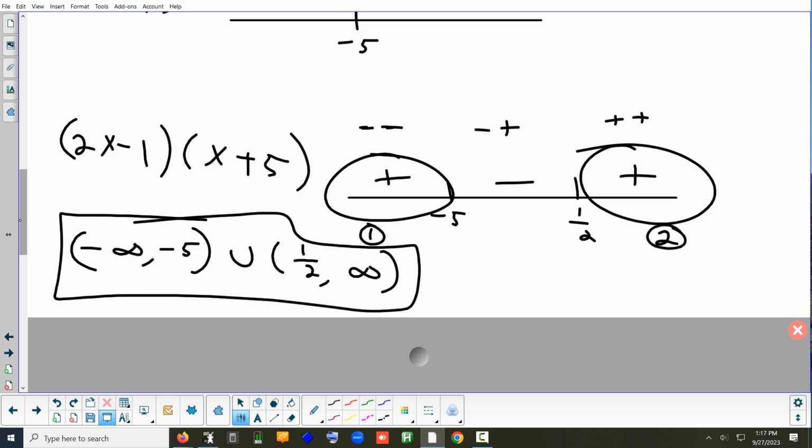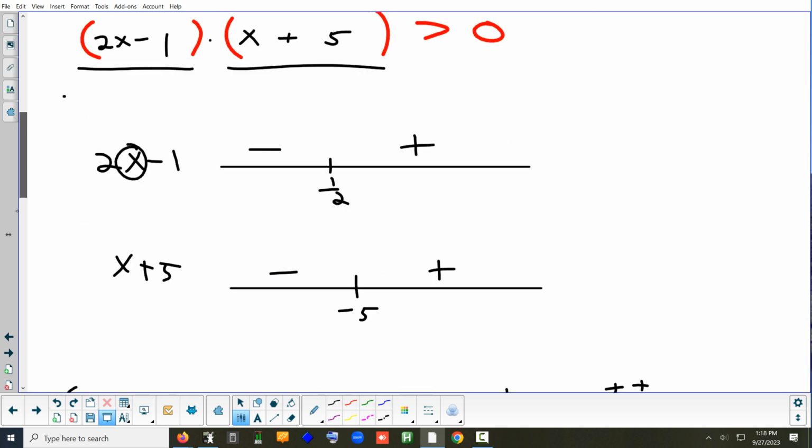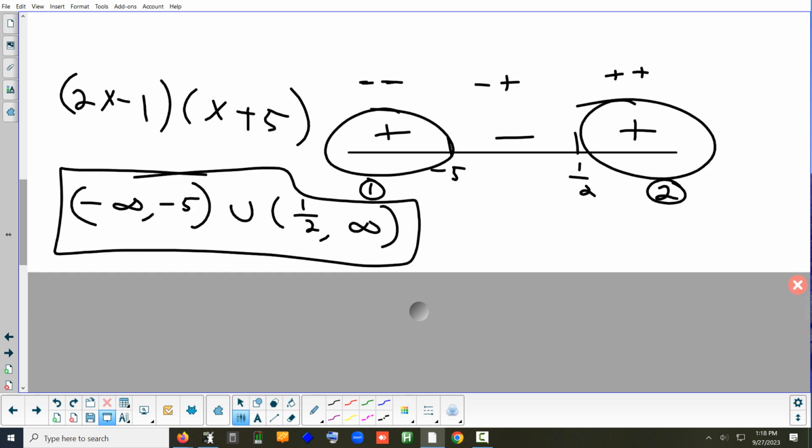If they wanted to know the opposite, when is that less than 0? Well, the answer would be between -5 and 1/2. That's the only numbers you could plug in and it would come out less than 0. And that's how you solve pretty much every problem like this. Any question on that?